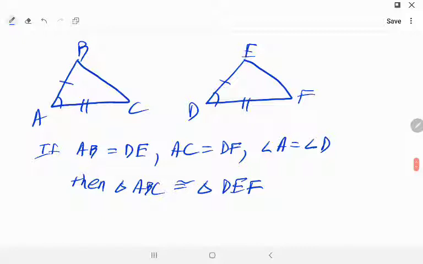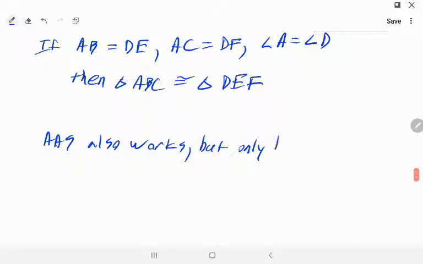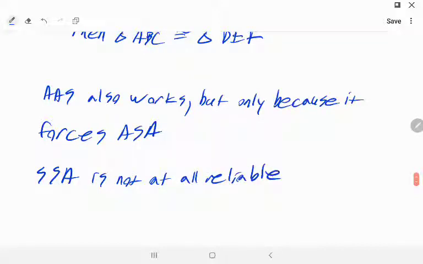Angle, side also works, but only because it forces angle, side, angle. Side, angle is not at all reliable. It generally doesn't work. Because if we have two sides and an angle that isn't included, there are lots of ways to get that same configuration. In particular, at least two.